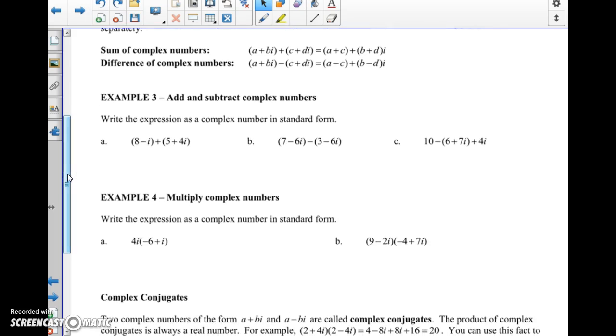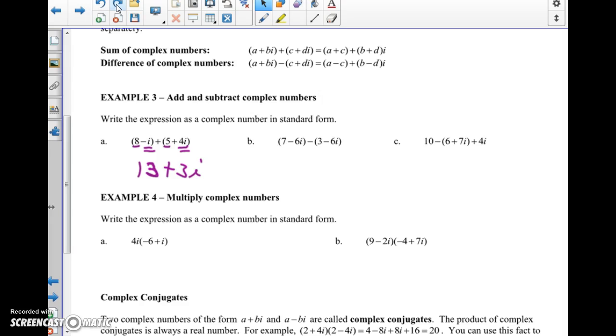Okay, look how easy this is. 8 minus i plus 5 plus 4i. Look how easy this is. How much is 8 plus 5? 13. 8 plus 5 is 13. How much is negative i plus 4i? 3i. The answer is going to be what? 13 plus 3i. Look how easy that is to do. There it is. 13 plus 3i.